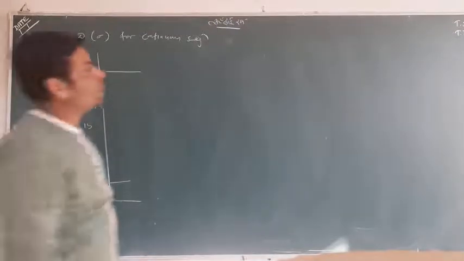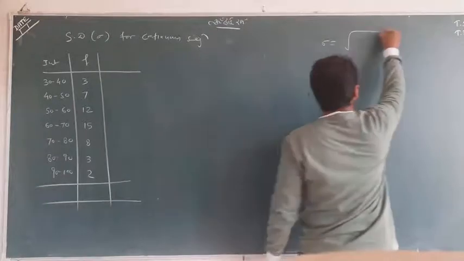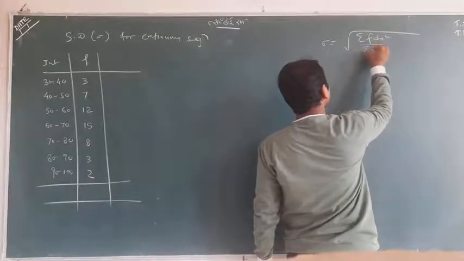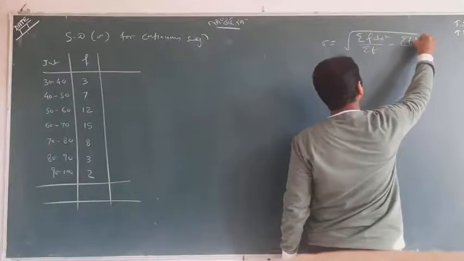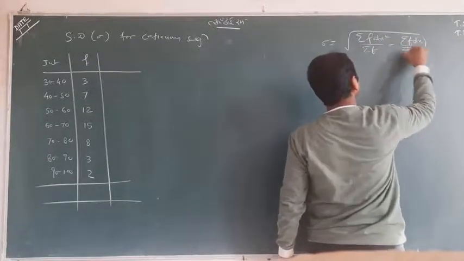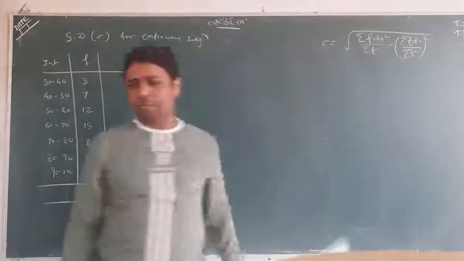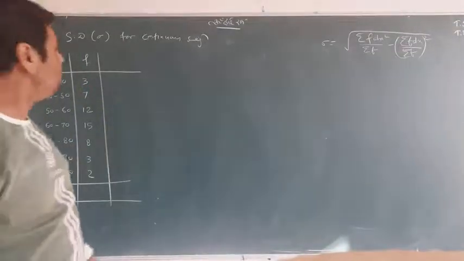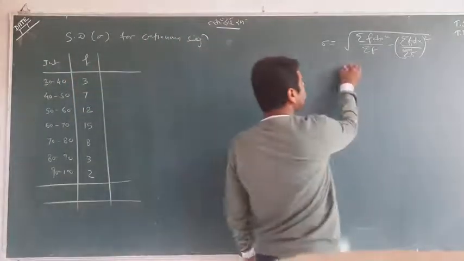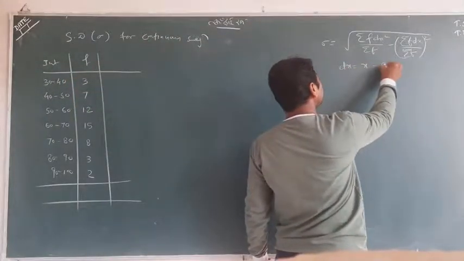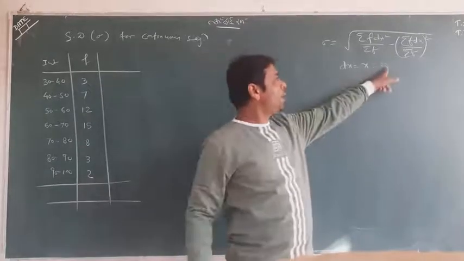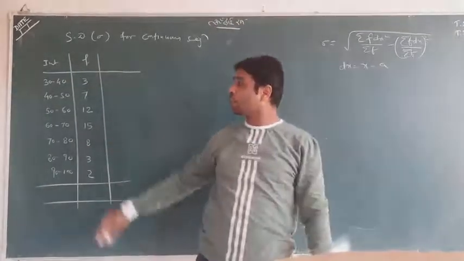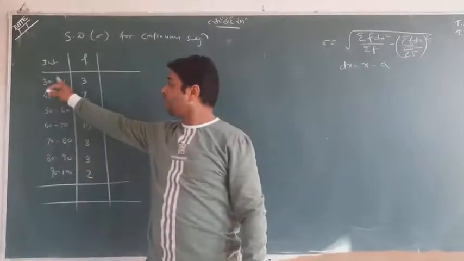Now again I say one thing, that standard deviation has the same formula: summation f dx square upon summation f, minus summation f dx upon summation f, whole square. So same formula, no change at all. We will follow only the thing, dx is equal to, as usual, x minus a. So a is the assumed mean which is chosen from the column of x, but we don't have x now. So first of all I'll find x from here.